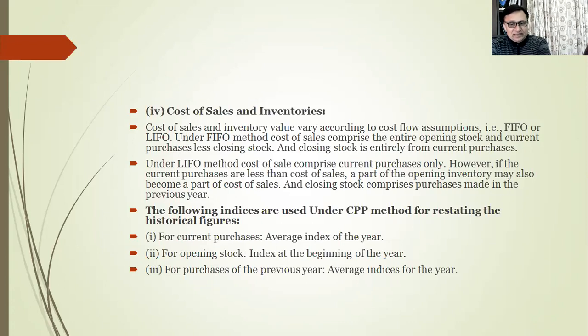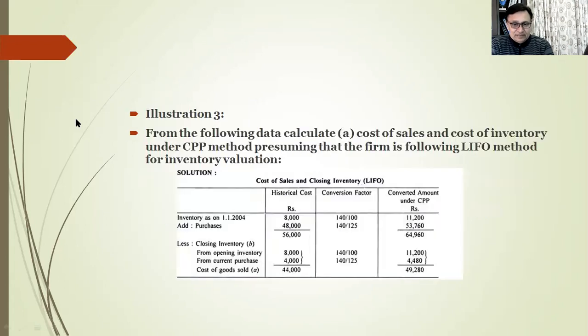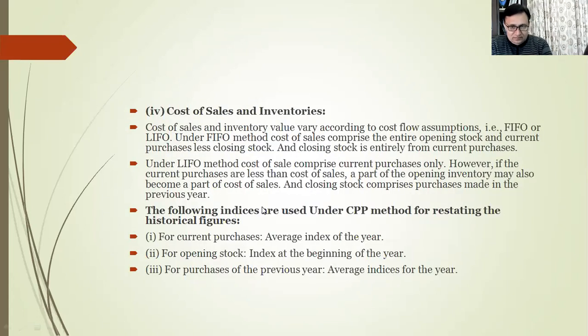So when you calculate the current conversion factor, you must take into account that for current purchases, the average index should be taken into account. For opening stock, the index at the beginning of the year should be taken into account. And for purchases of the previous year, the average index of the last year will be taken into account. For example, the following data has been given: calculate cost of sales and cost of inventory under the CPP method, presuming that the firm is following last in first out.